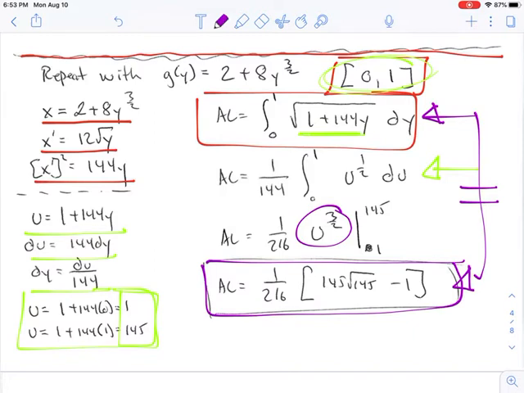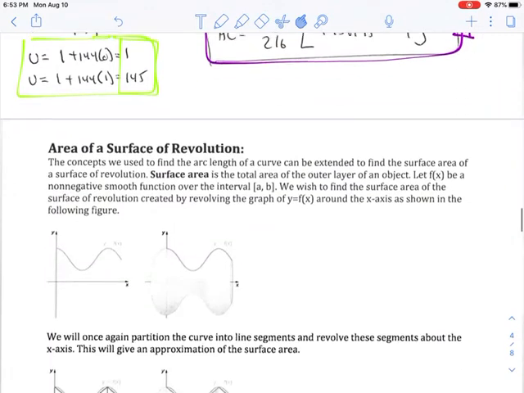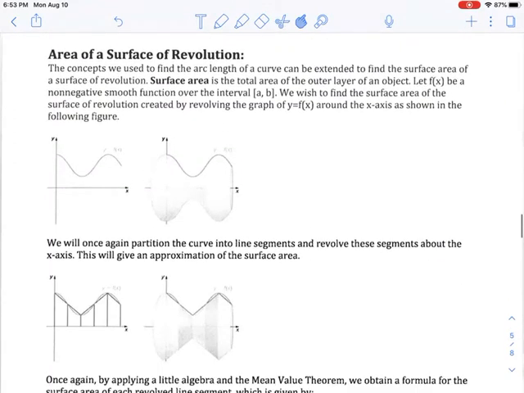All right, so now let's move on into area of a surface of revolution. So we're starting off with a curve, like we always do, some function. Now, in a previous lesson, we would revolve or rotate that function around an axis, such as the x-axis, and we found the volume of the object that was created by rotating. So that was finding volume by revolution.